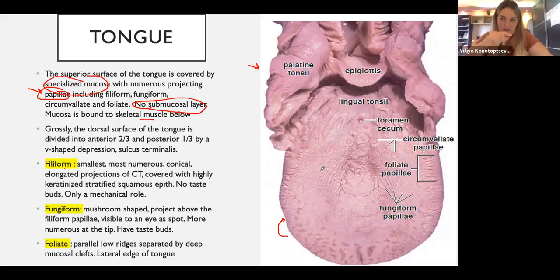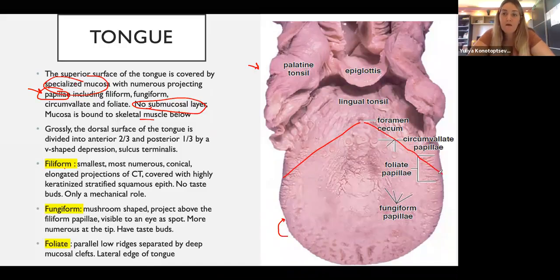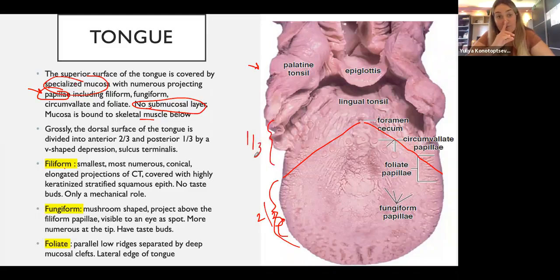Anatomy. Grossly, the superior or dorsal surface of the tongue is divided into 2, thanks to this foramen cecum structure. From the foramen cecum, you draw like this, like a triangular looking area. This is the anterior 2/3 of the tongue, and this is the posterior 1/3 of the tongue. In embryology, we're going to learn, and in anatomy, we're also going to learn that the 2 parts of the tongue have different innervation. Anybody knows what innervates the posterior 1/3 of the tongue? Which nerve?